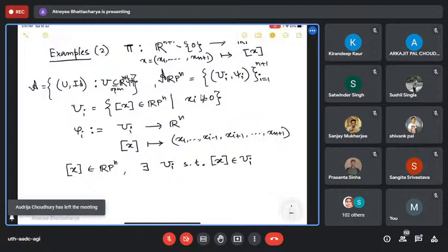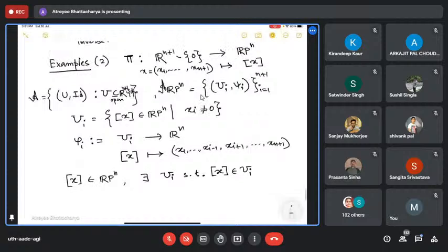Slightly more, slightly bigger atlas. It could be, for sure, but this certainly contains this atlas that we saw. And so the maximal atlas containing both this one and the previous one is the same, that I realized. Structure given by this atlas.